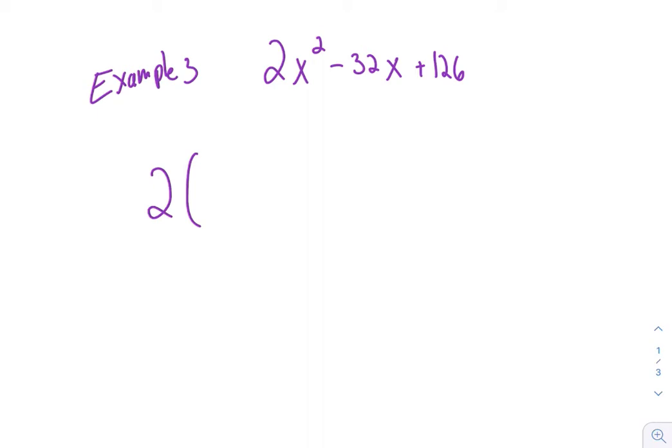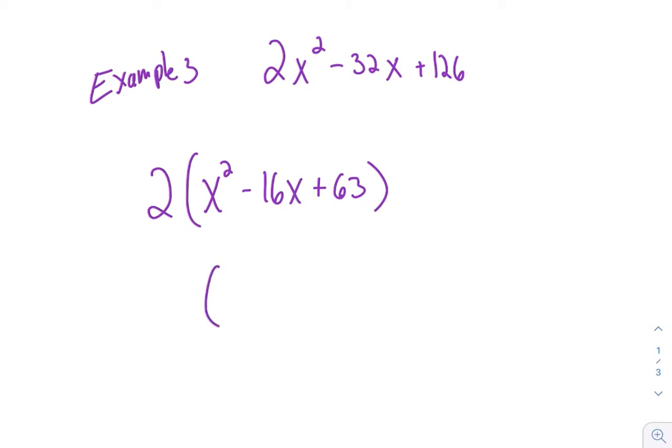So the 2x squared divided by 2 is just 1x squared. Negative 32x divided by 2 is negative 16x. And 126 divided by 2 is a plus 63. Okay? All right, so once I factor out that GCF, everything works the same. It's just you're only going to focus in on the quadratic inside the parentheses. And you just got to be careful.